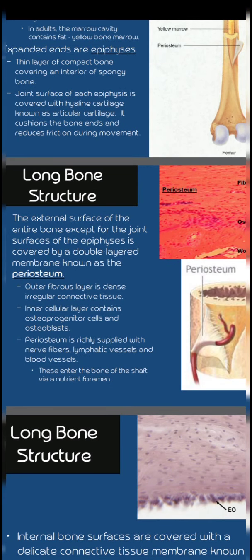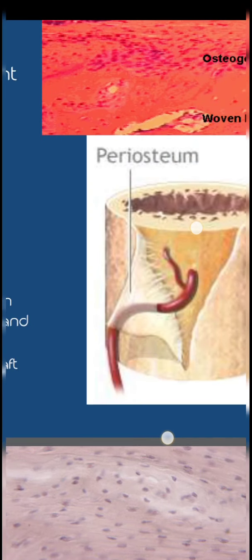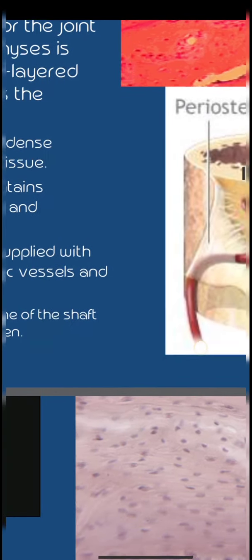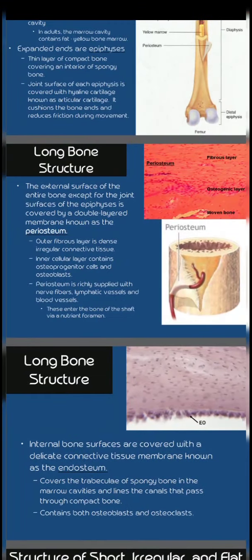Periosteum is very richly supplied with nerve fibers, lymphatic vessels, and blood vessels. Here we can see the structure of periosteum, the inner lining and the outer lining. The blood vessels, nerve vessels, and the lymphatic vessels enter the bone of the shaft via nutrient foramen that is located at the epiphyses of the bone.